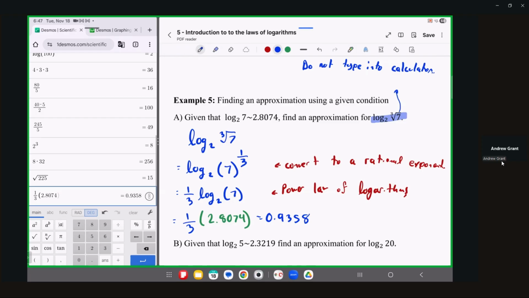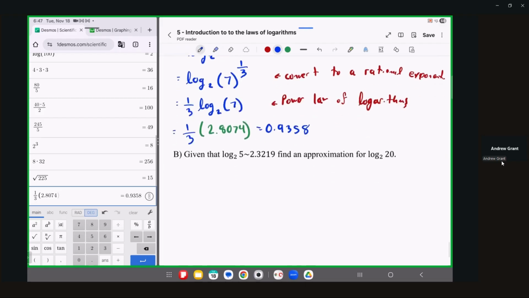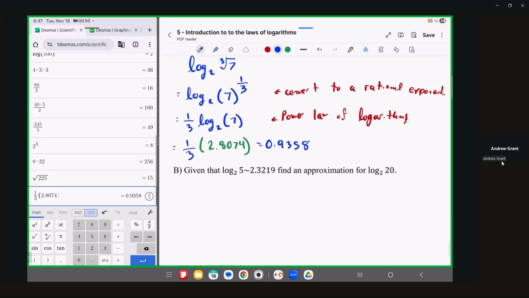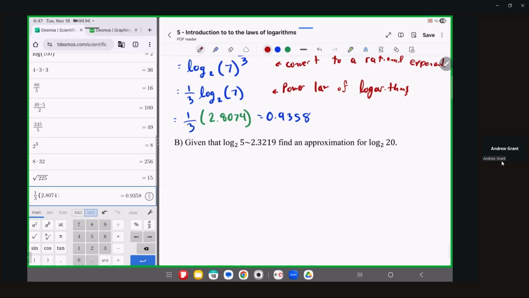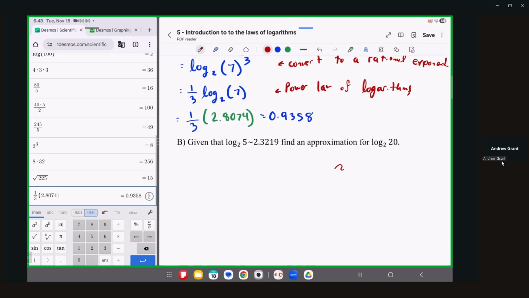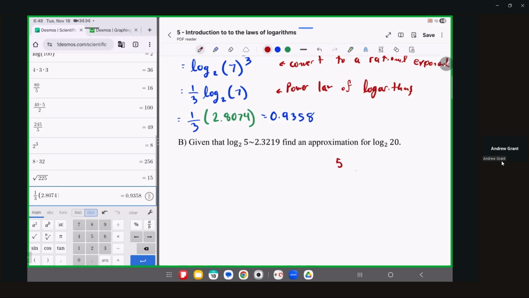Okay. Lastly, but not leastly, we have letter B. Given that log base 2 of 5 is 2.3219, find an approximation for log base 2 of 20. And so already you should be thinking of this fact. Well, we need to either find a product or a quotient that somehow uses the 20 and the 5. And so you can think about it, 5 with something equals 20. So in this case, most people are probably thinking, we just go 5 times 4.